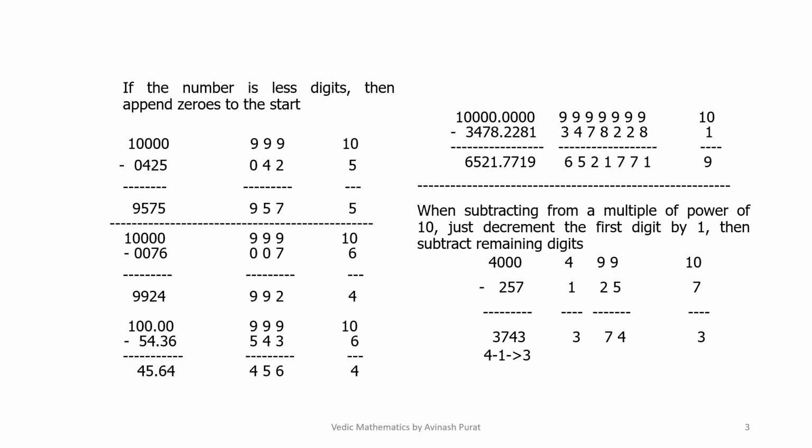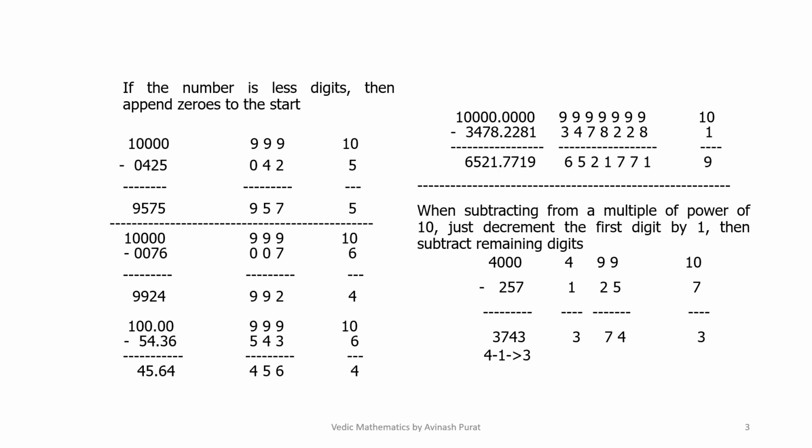If the number has fewer digits, then append zeros to the start. So for 10,000 minus 425, 0 is added to the left. So 9 minus 0 is 9, 9 minus 4 is 5, 9 minus 2 is 7, 10 minus 5 is 5. For 10,000 minus 76, two zeros are added on the left side. So 9 minus 0 is 9, 9 minus 0 is 9, 9 minus 7 is 2, 10 minus 6 is 4. So the answer is 9924.